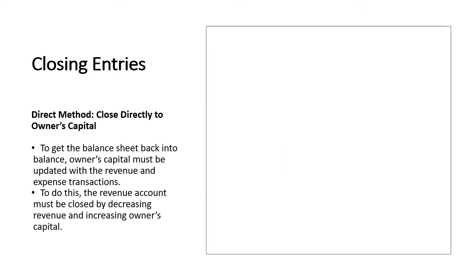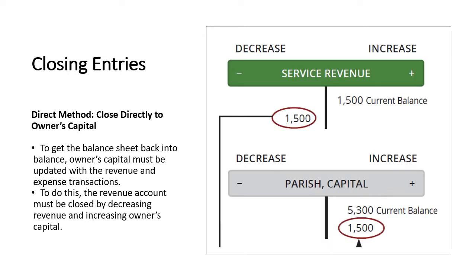Now we want to get that balance sheet back into balance, because we know that a balance sheet has to balance. So to get the balance sheet back into balance, the owner's capital must be updated with the revenue and expense transactions. So let's start with our revenue. Now, what effect will revenue have on our equity? We've known this from the first couple chapters. Revenue is going to increase our equity.